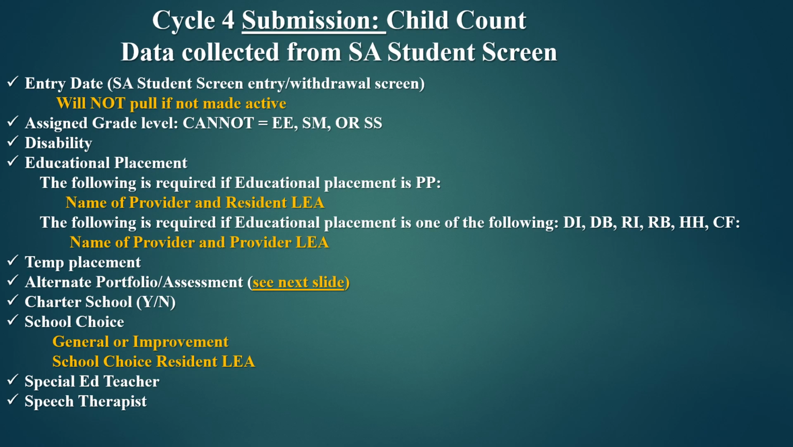The following information is pulled from the School Age student screen: entry date, assigned grade level, disability, educational placement, temporary placement, alternate portfolio or assessment, charter school, school choice, special ed teacher, and speech therapist. All data is collected from the School Age student screen for Cycle 4 submission.